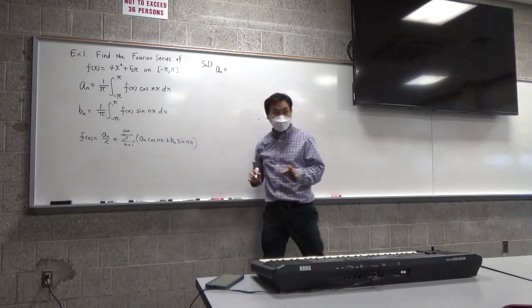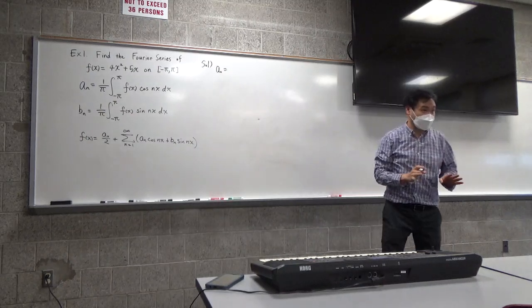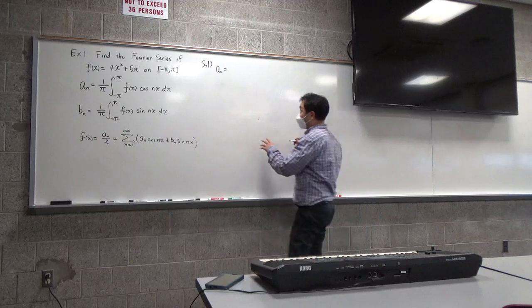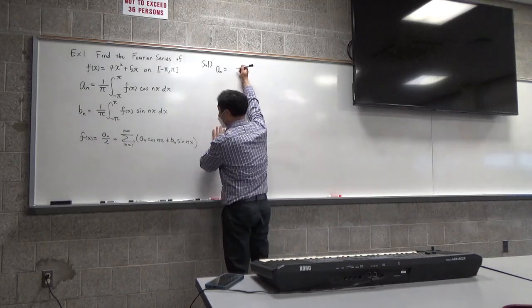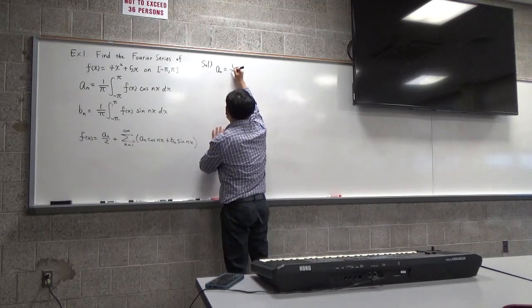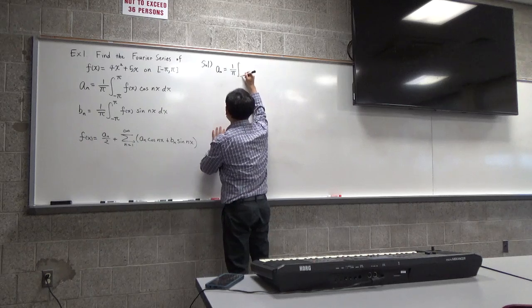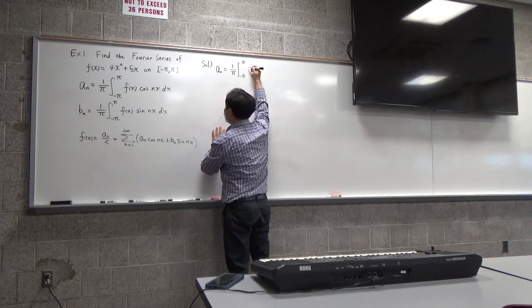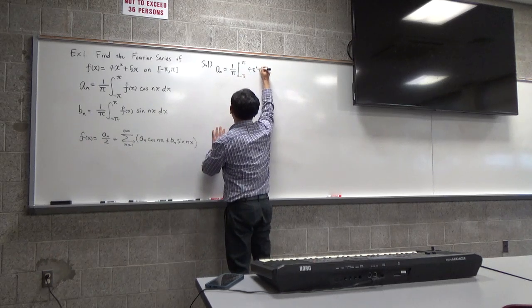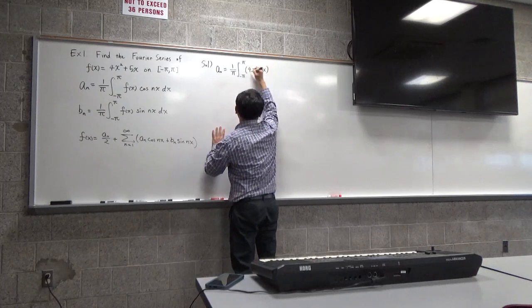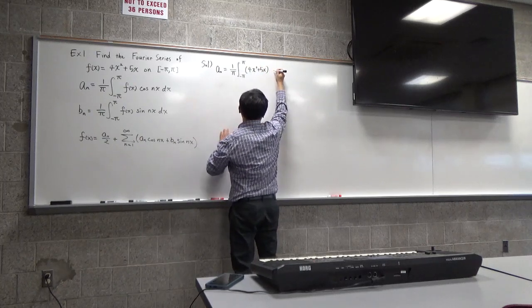We do that so that we don't forget that A0 has to be calculated separately, right? So we are always going to do A0 first. And in our case, the integration is 4x squared plus 5x, that's the function f of x, times cosine 0, which is just 1.